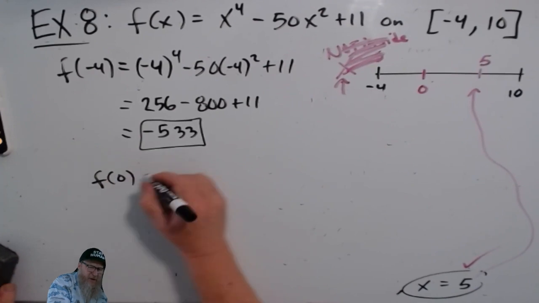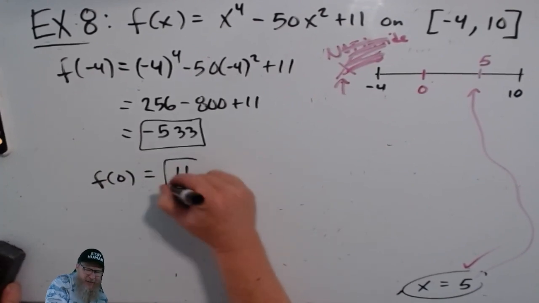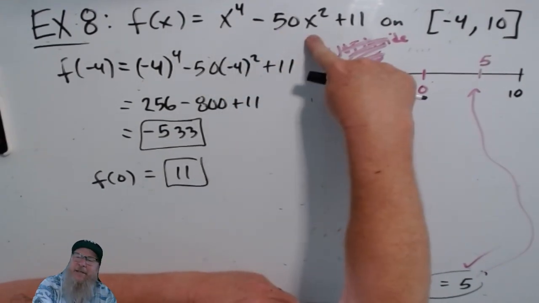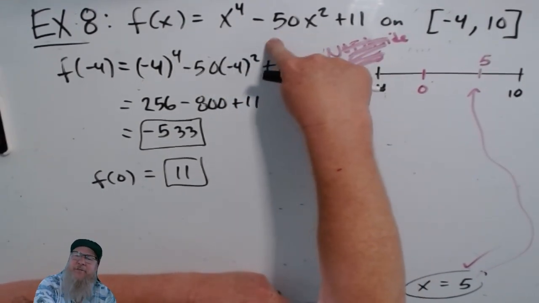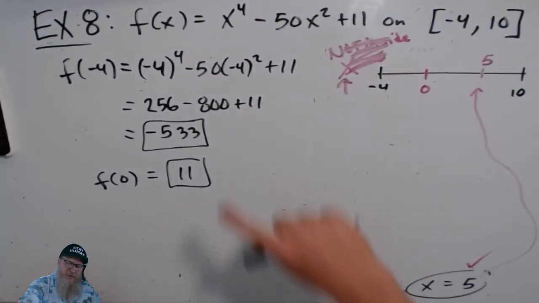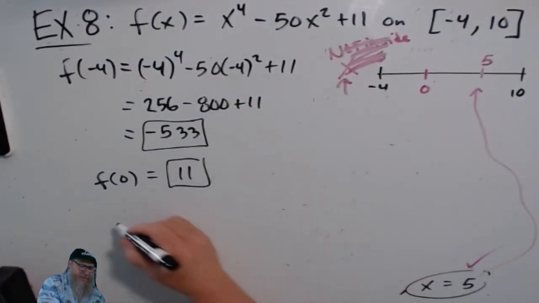Now let's do 0. Oh, that's easy. That's just 11. I don't even have to do any work. 0 to the 4th, that's 0. 0 squared, that's 0. Times 50, that's still 0. And then plus 11. So far, that's the min, that's the max.